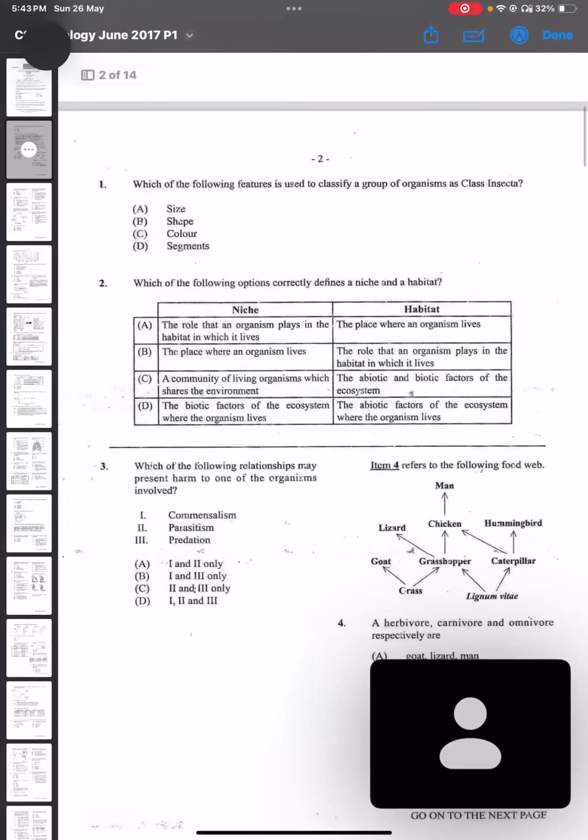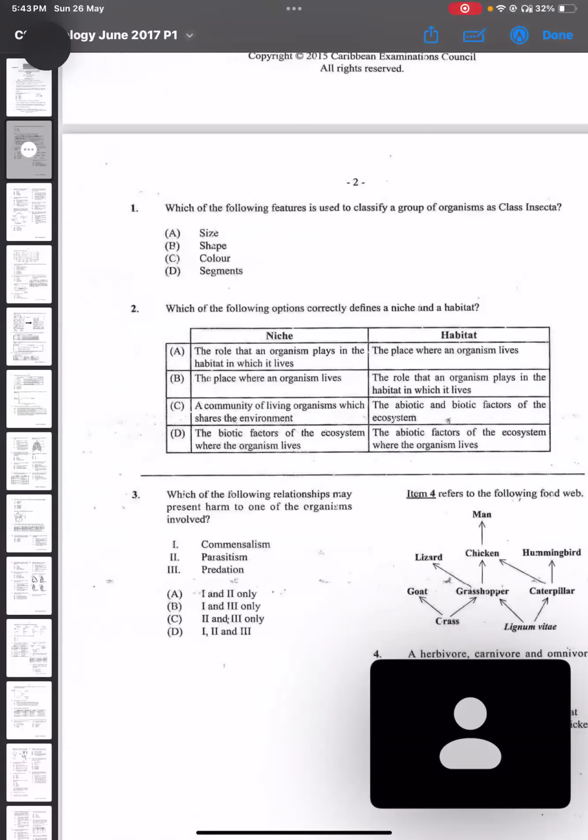So, starting with the 2017 paper, what do you notice about the first two questions on the 2017 paper compared to the one that we just did? It's the same as 2023. Same questions. So we know that for number one, the answer is B, and then for number two, the answer is A. Niche is the role an organism plays, while habitat is the place that it lives.